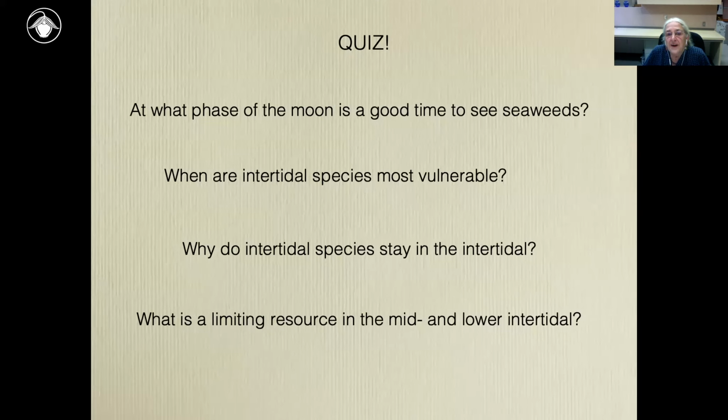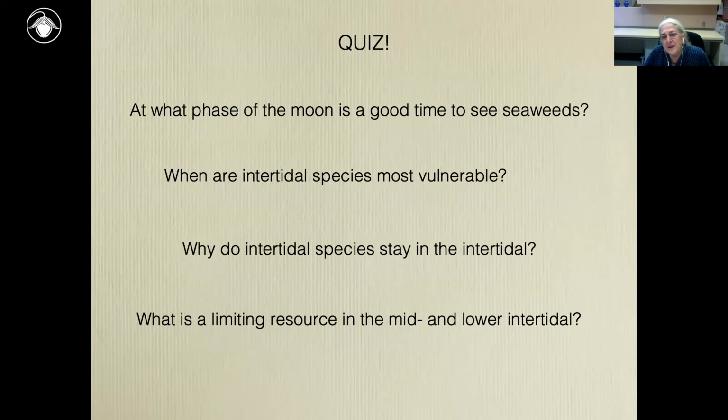When are intertidal species most vulnerable? We had a lesson in this when the great heat wave happened. It's when the low tides are during the day. So the air is hot, the sun is hot, and that's when species are most likely to suffer. Many of them can regenerate very quickly. They can reabsorb water, but many animals can't. They're not as wily as the weed.